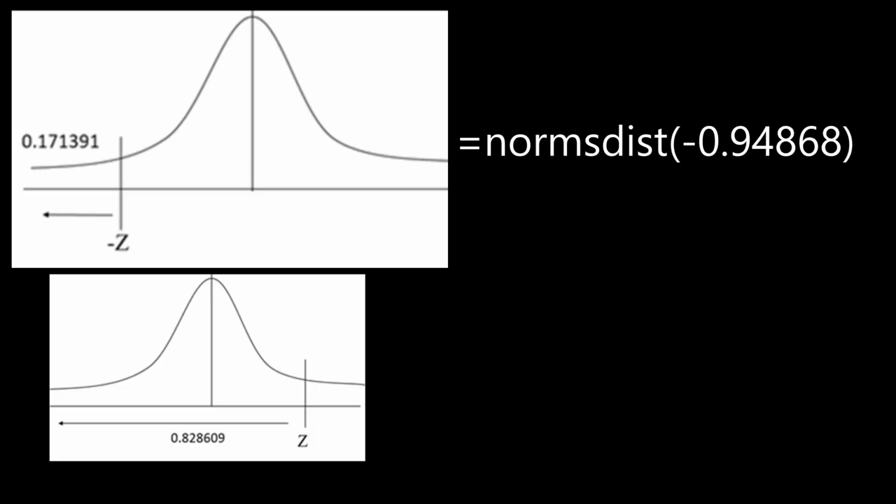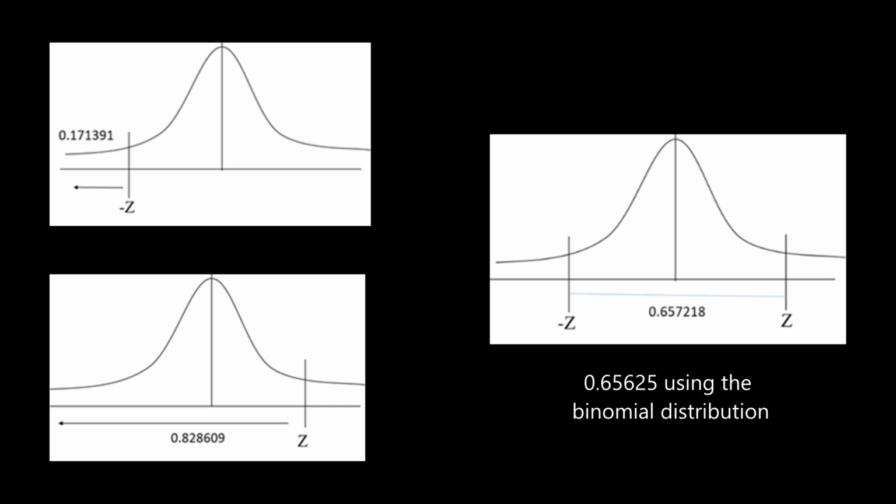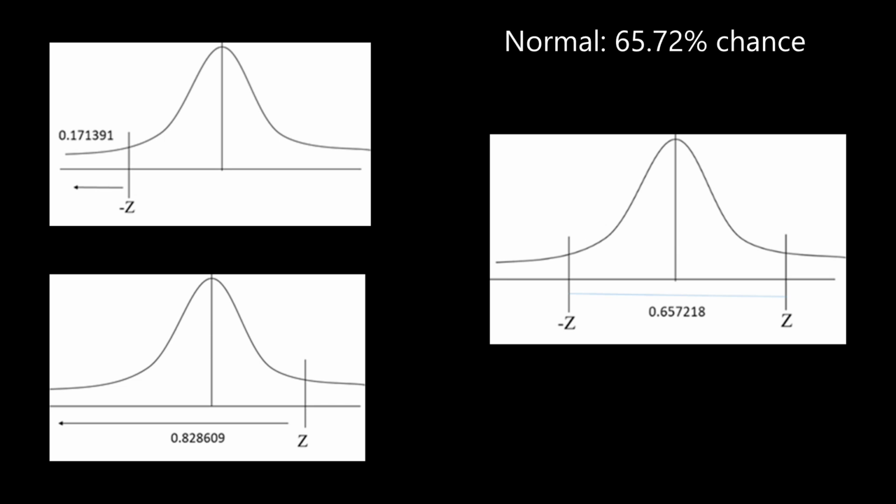And we find that we get the probabilities 0.828609 minus 0.171391, which is roughly 0.6572. Notice how close this is to the actual binomial distribution solution of 0.65625. So we can say there's about a 65.72% chance using the normal approximation versus 65.63% using the binomial distribution of getting between 4 and 6 heads.